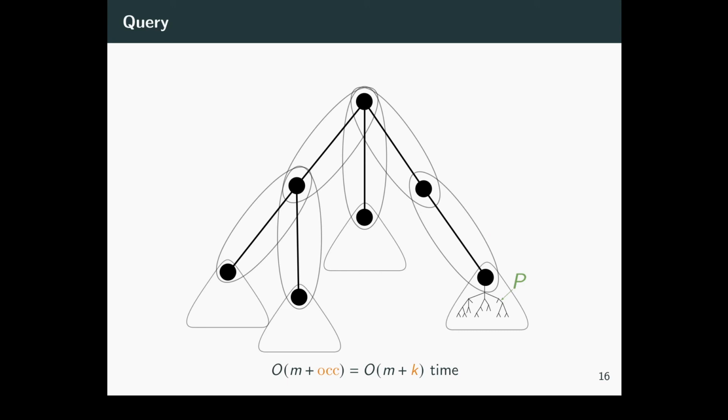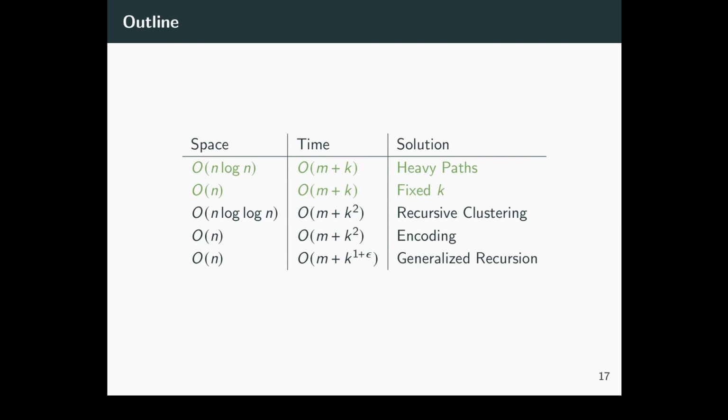And the final case is that we land in a leaf cluster, and the same thing is true here. There can't be that many occurrences of p, so we get a query time of O of m plus k. So that is our second solution done, which has linear space and optimal query time, but however for the relaxed problem where k is known at construction time.